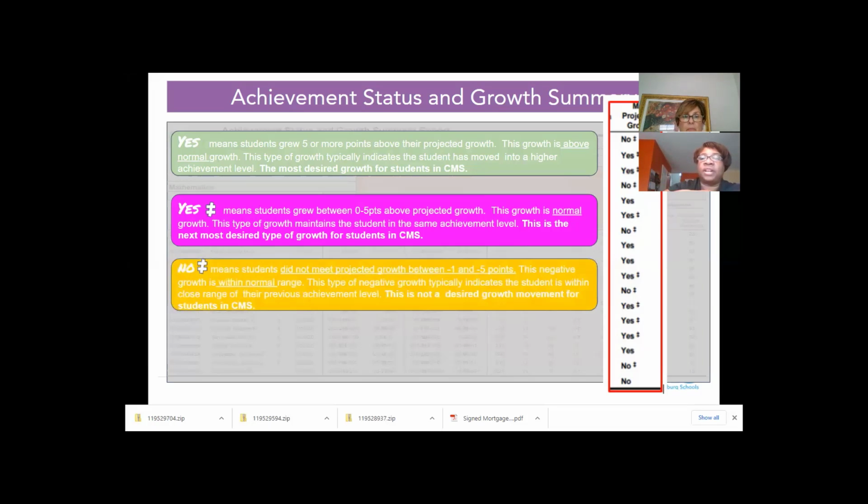Yes with the symbol and no with the symbol means the students are still maintaining. We did not lose ground in their growth. They're still at the same level. If they were level 3, they're still at level 3. If they're at level 4, they're still at level 4.